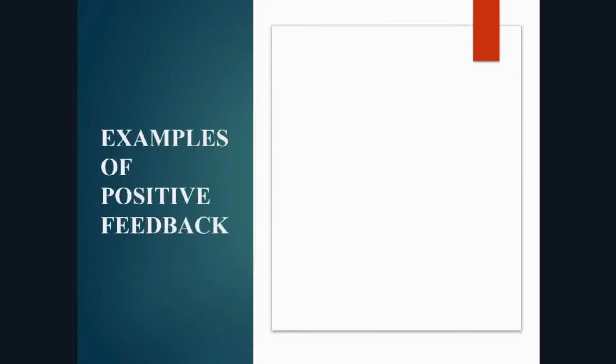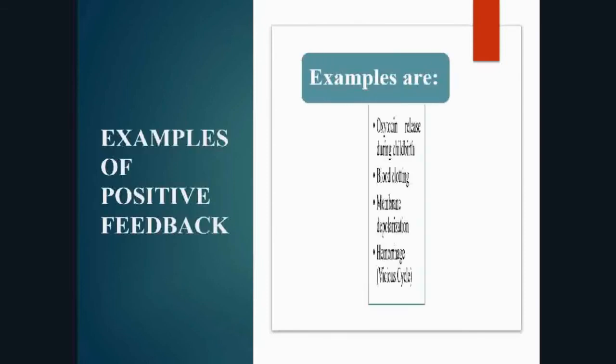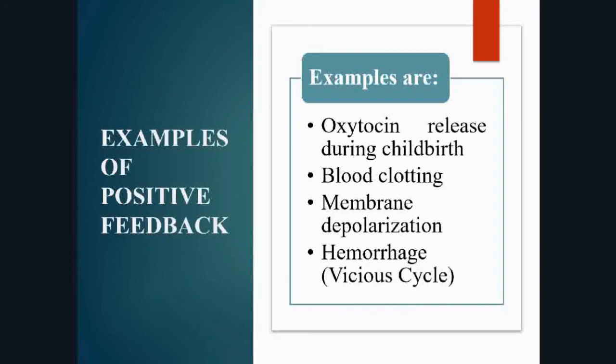Some of the examples of positive feedback system in human body include oxytocin release during childbirth, blood clotting, membrane depolarization, and hemorrhage, which is sometimes called as the vicious cycle.